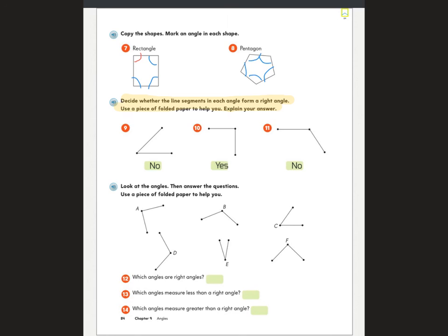Number 10 is a right angle, yes. It is just right and fits with the corner of your folded paper. Number 11 is not a right angle. It is too big and is much bigger than the corner of your paper.